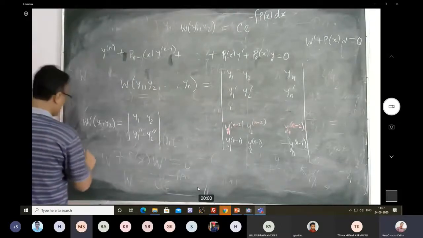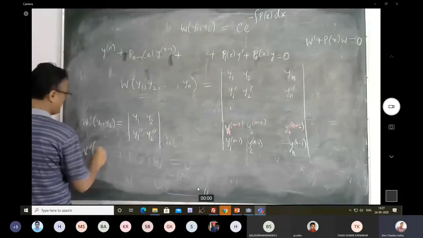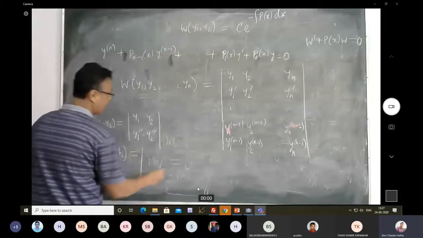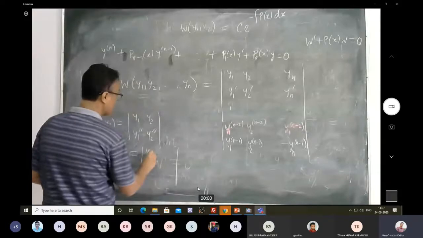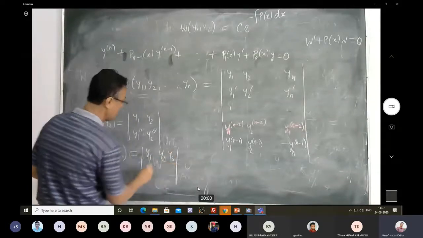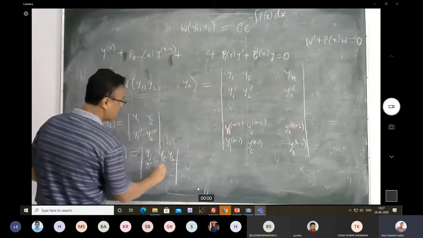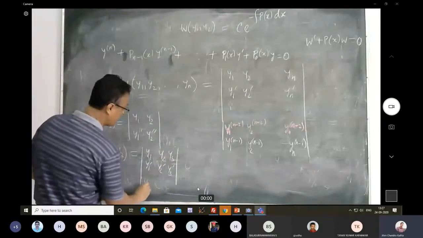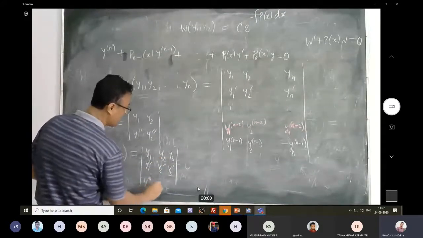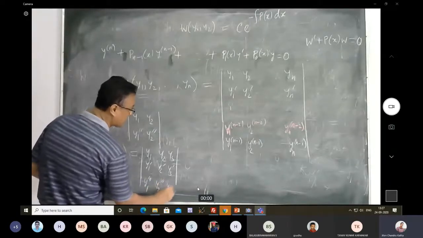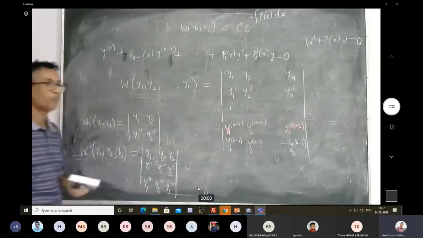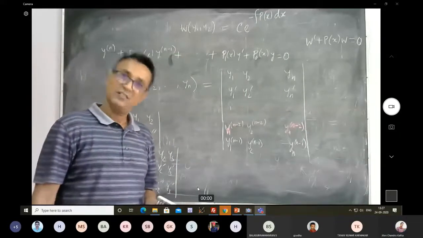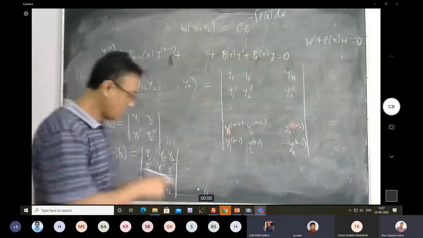Now, similarly, you can easily verify that if you take the Wronskian of three functions, then it is going to be y1, y2, y3, then y1 prime, y2 prime, y3 prime, and then y1 triple prime, y2 triple prime, and y3 triple prime. You can verify this at home. Is it okay with everybody?